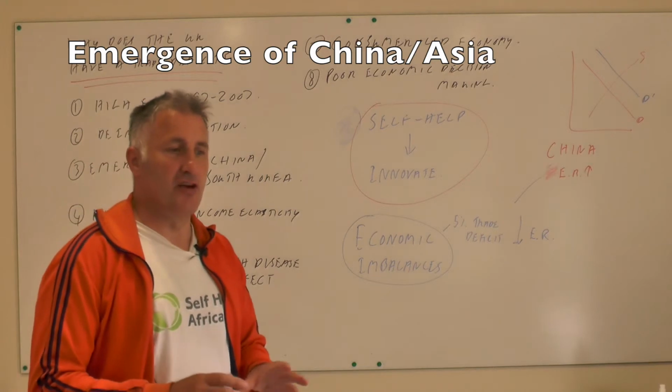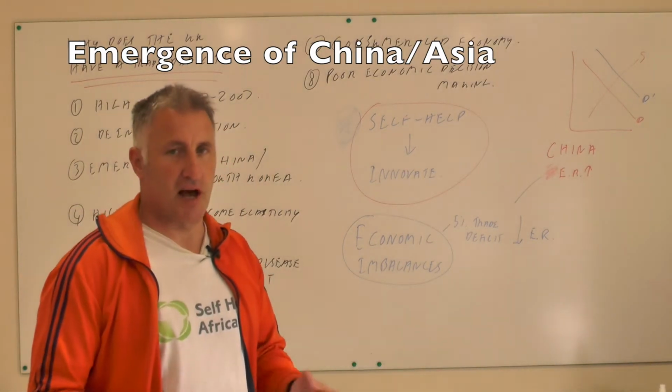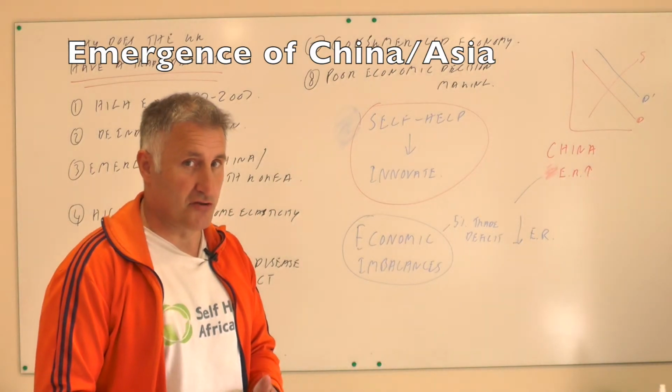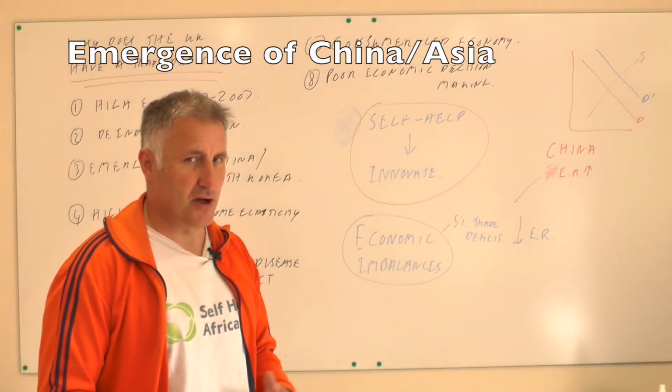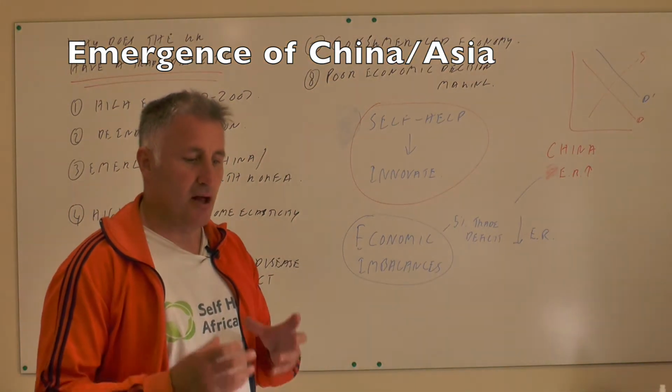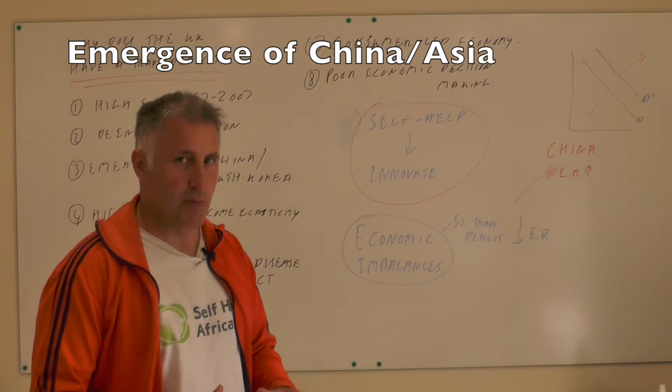Thirdly, the emergence of China, the emergence of South Korea, Samsung, Hyundai, China producing loads of cheap goods, loads of cheap labour, innovation, particularly in South Korea, right? So therefore we can buy our goods much more cheaply.